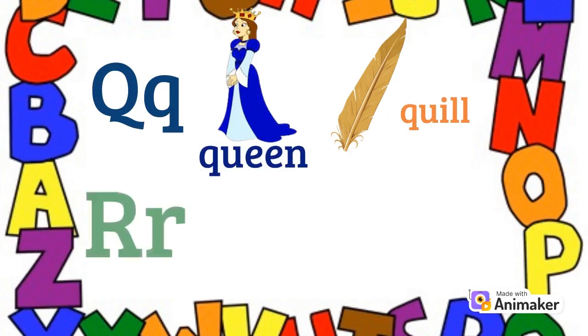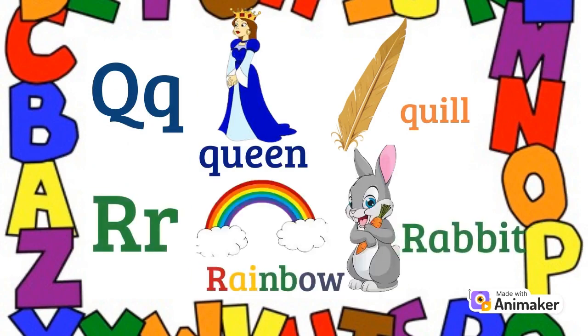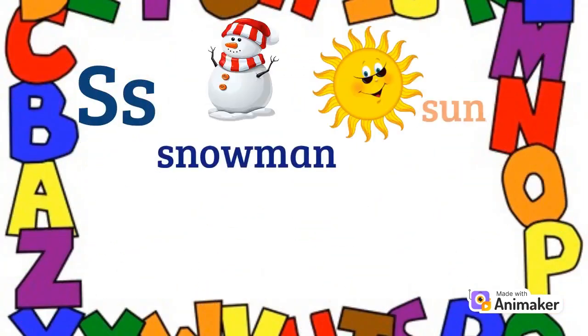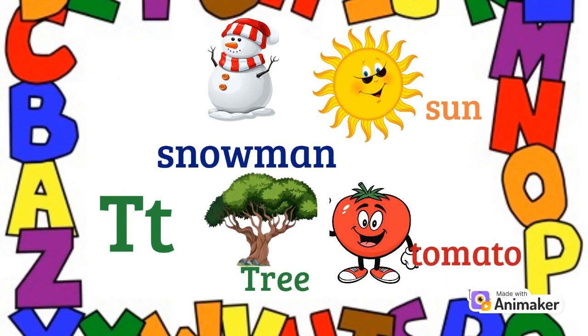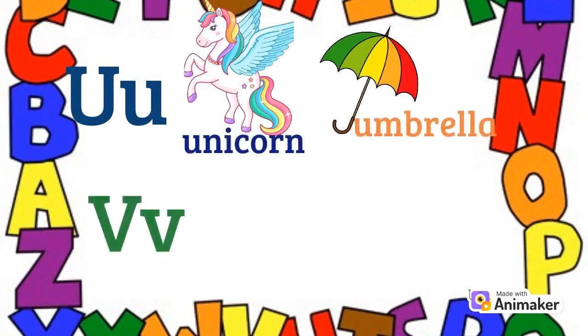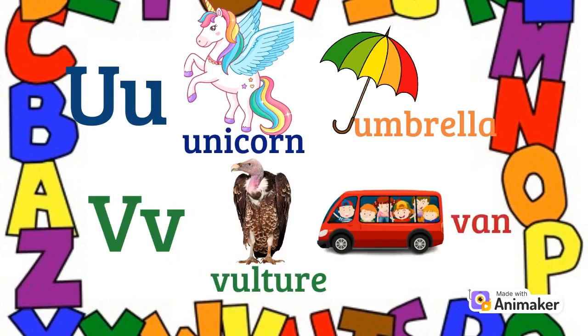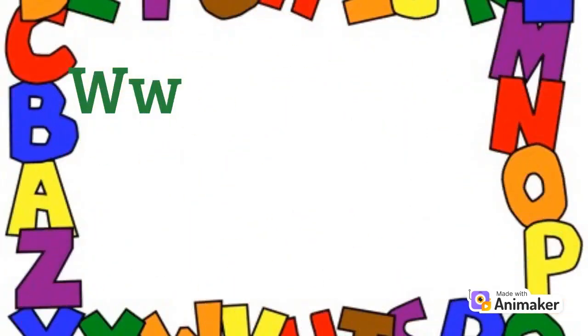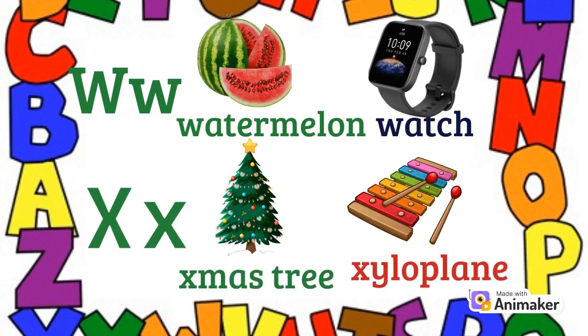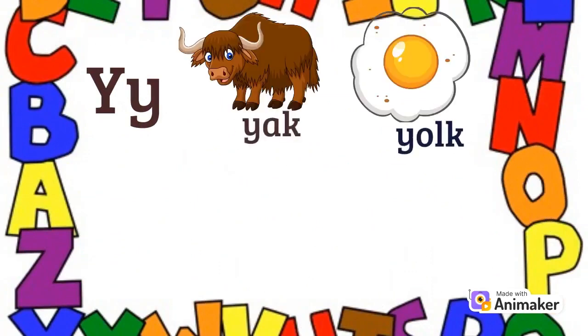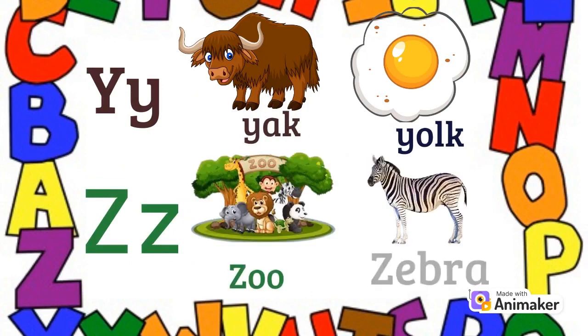Q. Q for queen. Q for quill. R. R for rainbow. R for rabbit. S. S for snowman. S for sun. T. T for tree. T for tomato. U. U for unicorn. U for umbrella. V. V for vulture. V for van. W. W for watermelon. W for watch. X. X for Xmas tree. X for xylophone. Y. Y for yak. Y for yoke. Z. Z for zoo. Z for zebra.